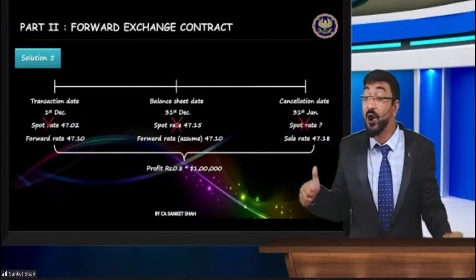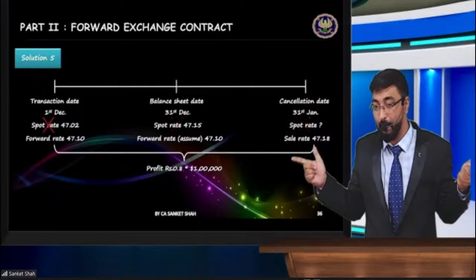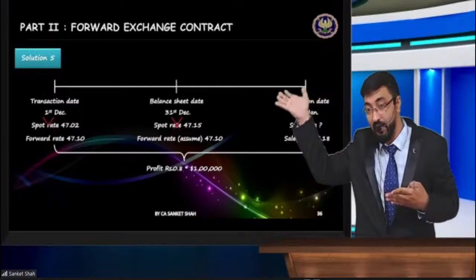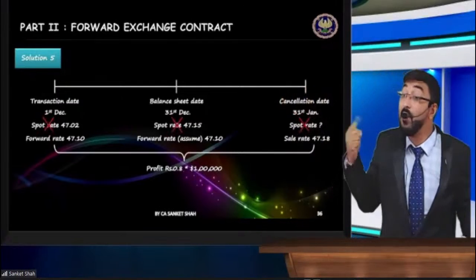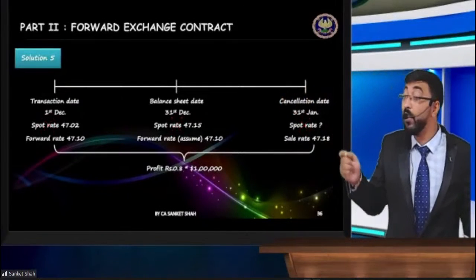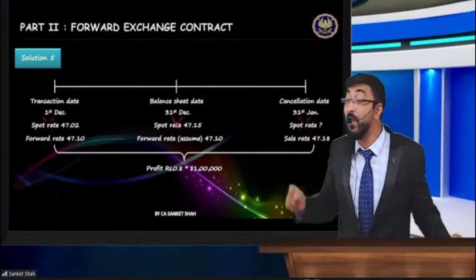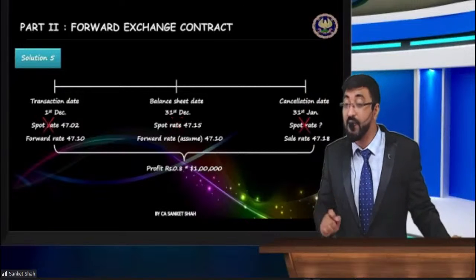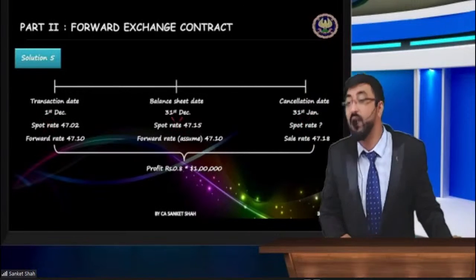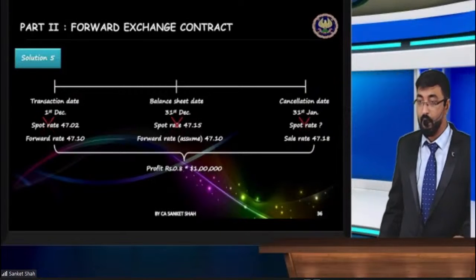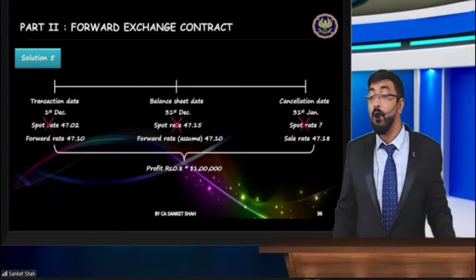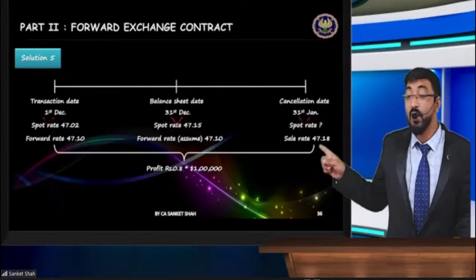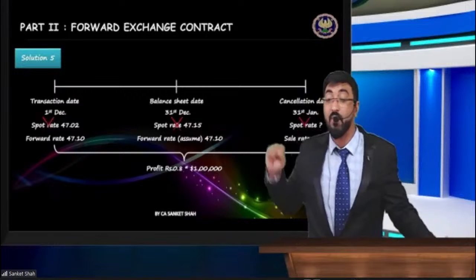So for speculation, forward rates are important. What is the forward rate and the sale rate, the actual selling rate? So here the settlement date is important. Remember, in speculation, settlement date is important, and on the hedging side, transaction date is important. So remember, the selling rate is important. This rate, 47.18.